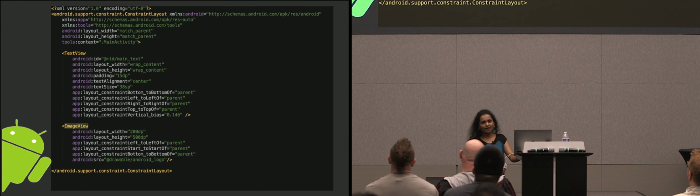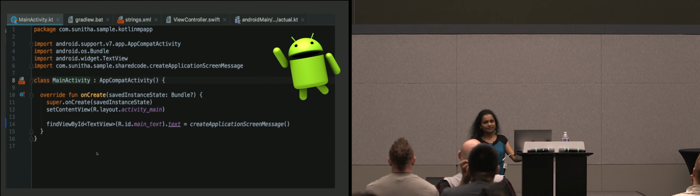And here is the UI layout that is used by the Android app. This is using just a text view over here and an image view. And this is the activity code that I already went through before, which actually just inflates the layout and then gets the string value from the shared code and then assigns that to the text view.